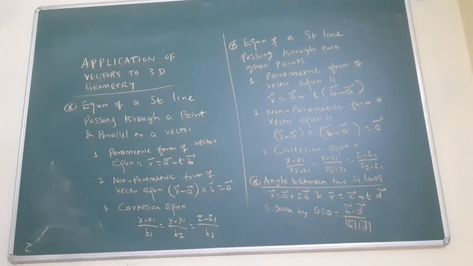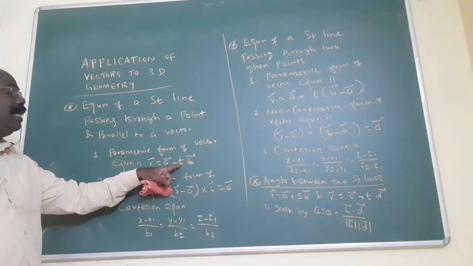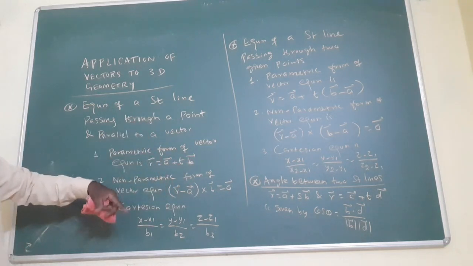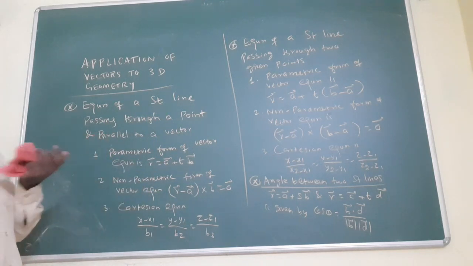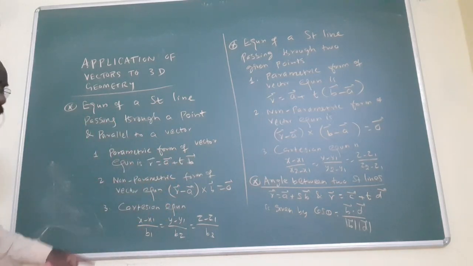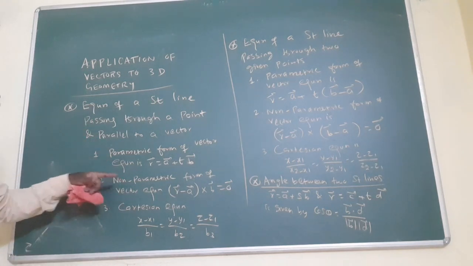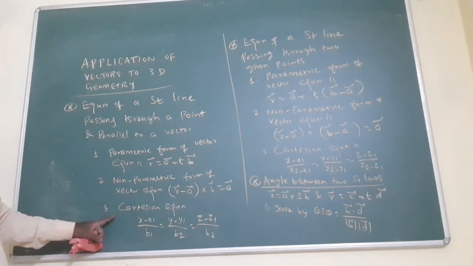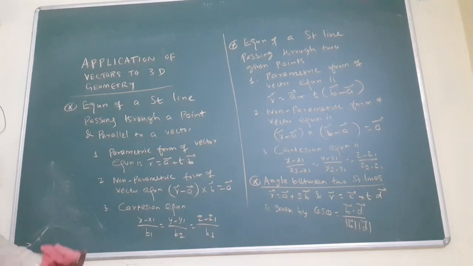We have the parametric form of the vector equation. What is the formula? R vector equals A vector plus t into B vector, where t is a scalar. From the question, you will identify the point, the A vector, and the parallel vector, the B vector. After writing this formula, substitute the A value and B value, and that is the answer. Read the question clearly. We have one point and one vector given. The question may ask for the parametric form of the vector equation, the non-parametric form, and the Cartesian equation. Sometimes any two parts are asked, sometimes all the parts, sometimes only one part.